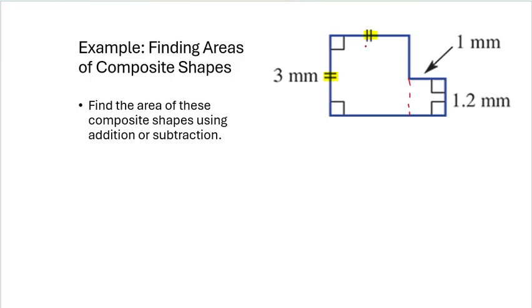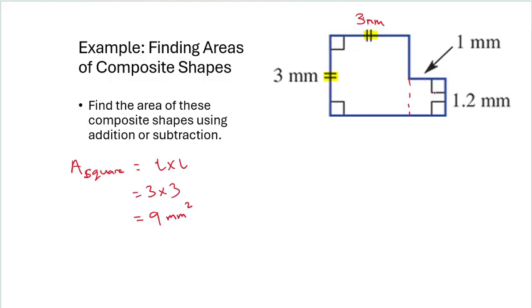If you've got dashes like this, it is technically now a square. So it actually makes my life easier. So area of a square equals L times L, which is just 3 times 3, and that equals 9 millimeters squared. That's done.